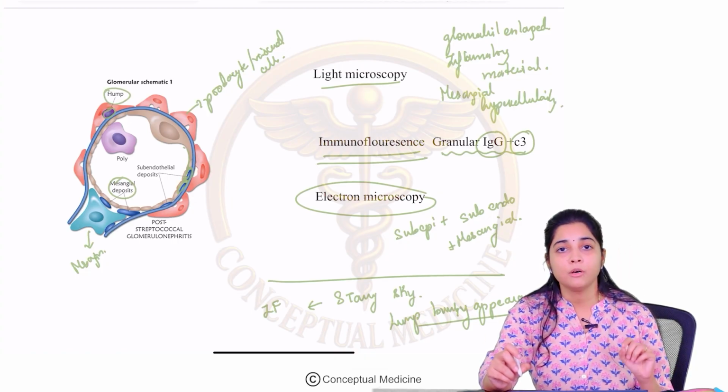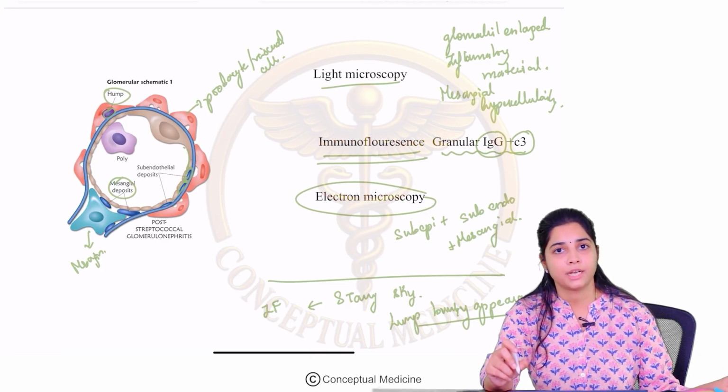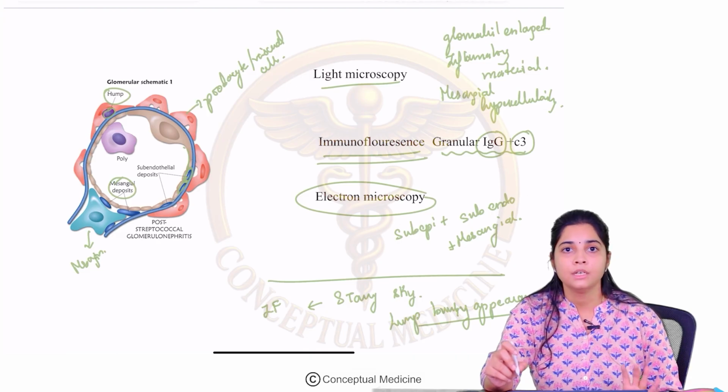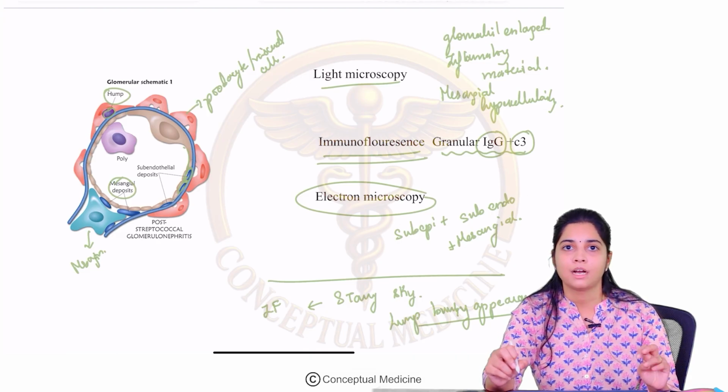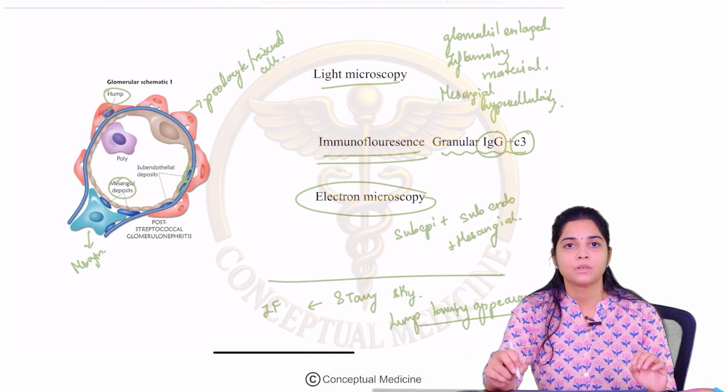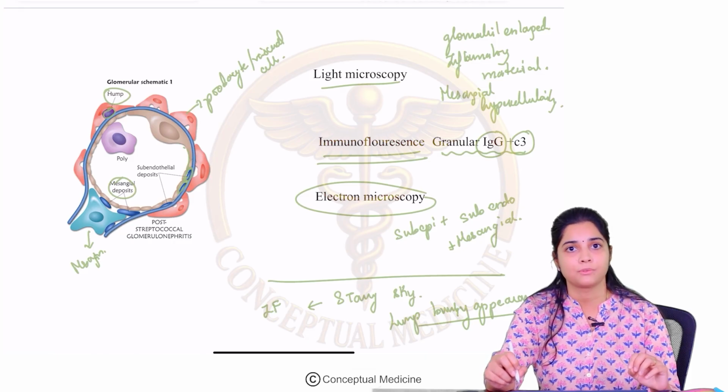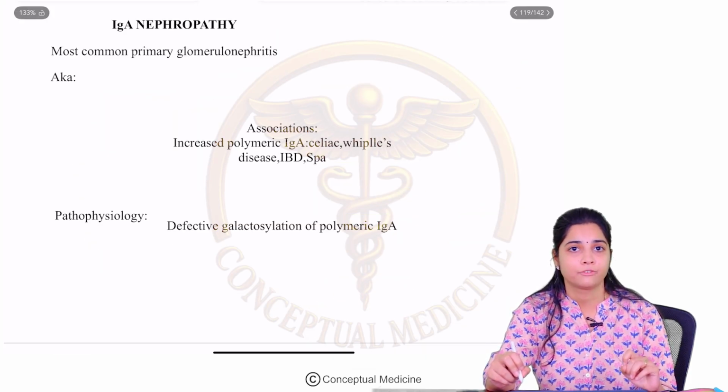So this is about your post-streptococcal glomerulonephritis. We have understood how it presents in childhood, how it presents in adulthood, what the biopsy findings are, and how you manage both of them. Let us move on to the next type of nephritic syndrome. This is your IgA nephropathy.